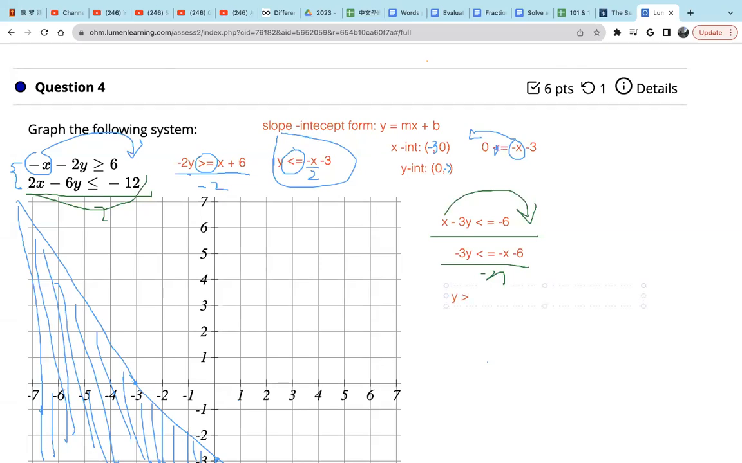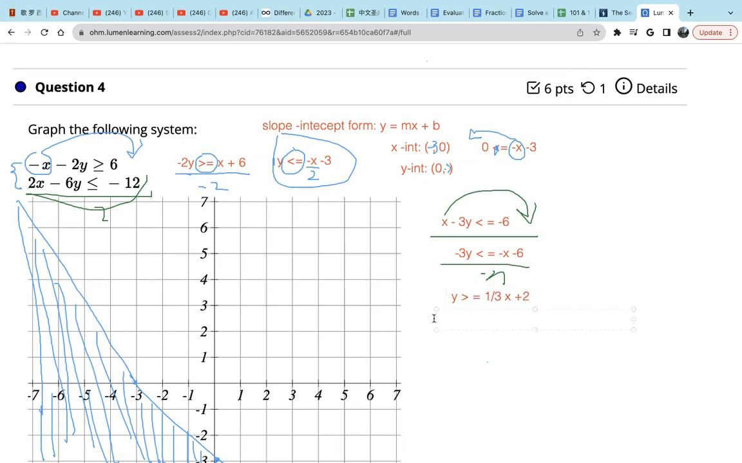Less than now becomes greater than or equal to, because I divided by a negative number in the inequality, I've got to switch the signs. So less than now becomes greater than or equal to -x divided by -3. That's just x divided by 3, right? Well, 1/3 of x. You could think of it as 1/3 times x minus 6 divided by -3. That's just +2. So in the same way, we want to draw this line y equals 1/3 of x plus 2.